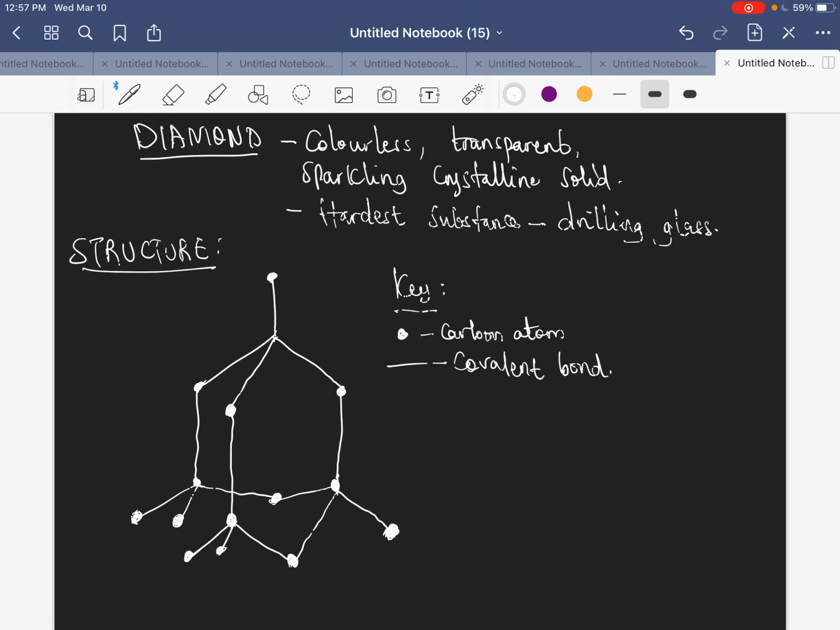If you remember, we say that in graphite, each carbon atom is attached to 3 other carbon atoms. But now, in diamond, each carbon atom is attached to 4 other carbon atoms. 1, 2, 3, 4. Still, we have covalent bonds, but now each carbon atom is attached to 4 other carbon atoms, and they give us a tetrahedral structure.